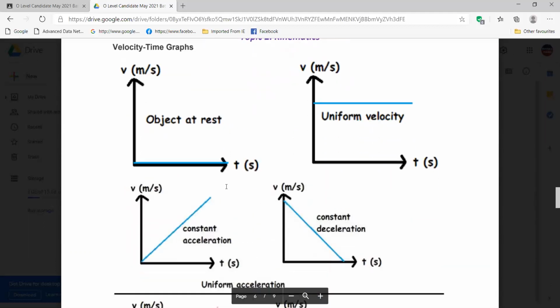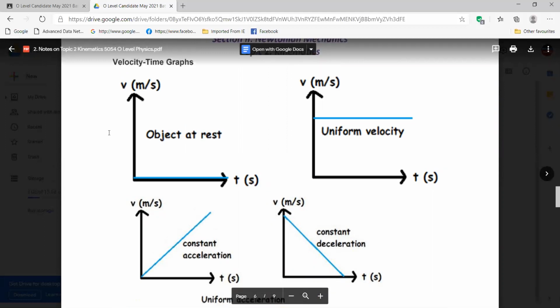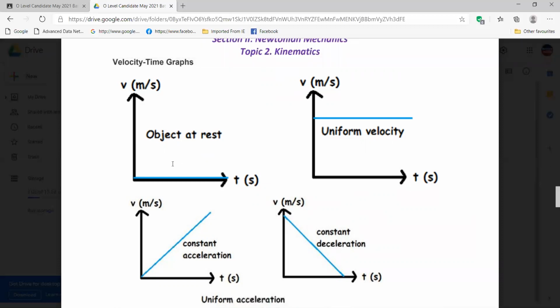Then velocity time graphs. What students do, they mix up velocity time and distance time graphs. So before you take the decision for any of the questions, you first think: is it a distance time graph, or speed time graph, or velocity time graph? Then you choose your option or do your calculation.